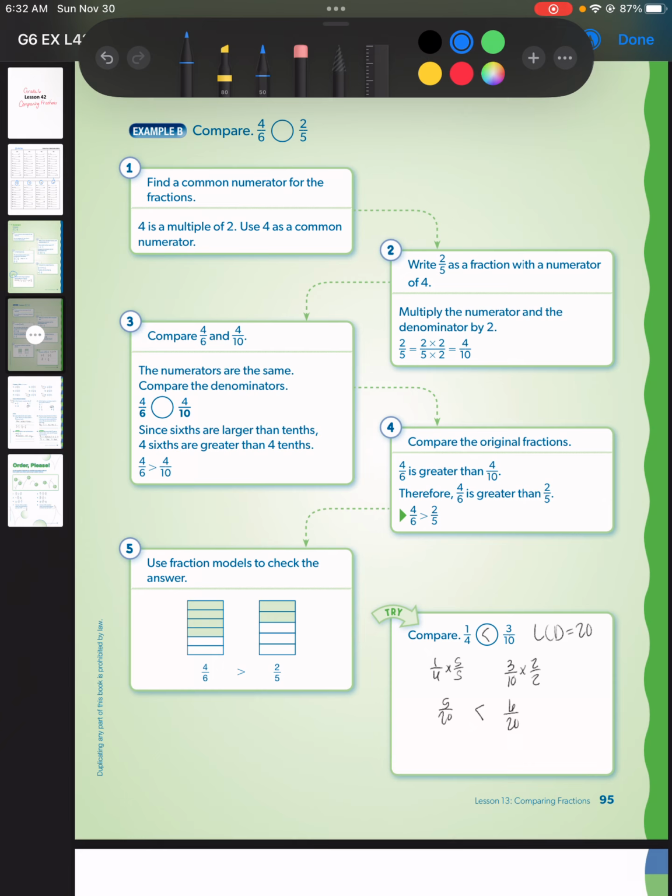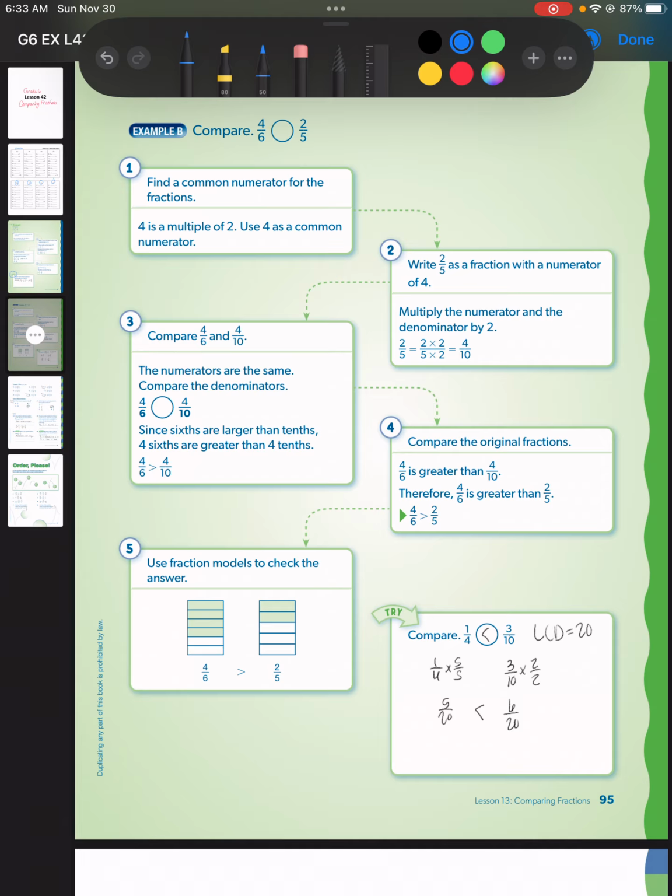So they're now going to write each fraction with a numerator of 4. We already have 4/6, so we're going to write 2/5 as a numerator of 4 by multiplying both the numerator and denominator by 2. Remind students that as you are writing equivalent fractions, the numerator and denominator have to be multiplied by the same number. Now we can compare numerators.